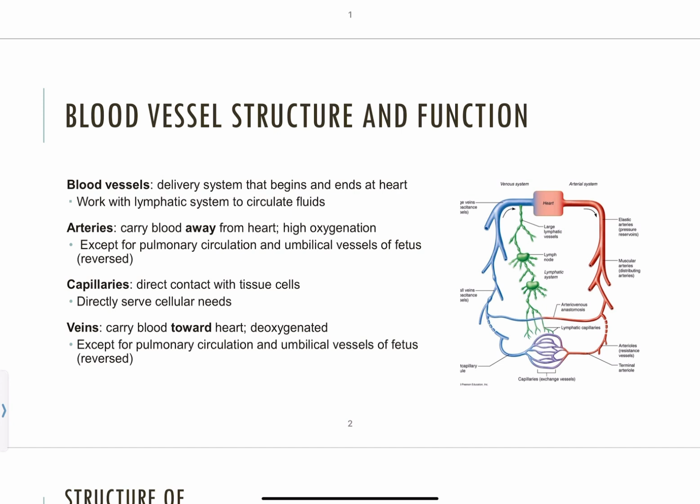Between our arteries and our veins, we have our capillaries, which really form an extensive network that allows these vessels to come in direct contact with tissue cells. And capillaries are going to be our true exchange sites where we're actually going to be delivering oxygen and nutrients to cells and removing waste products.